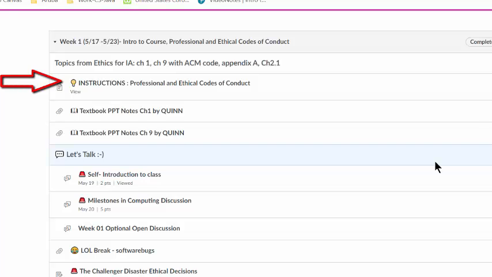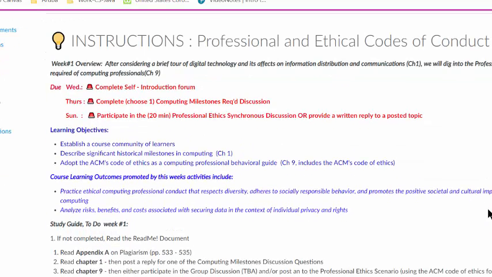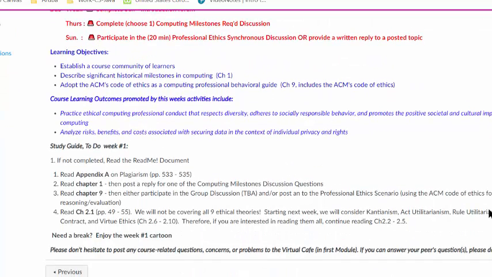You'll have an instructions landing page. It gives you an overview, anything that's due for the week, what the learning objectives are and how they map to our course learning outcomes, and then a step-by-step study guide to do.